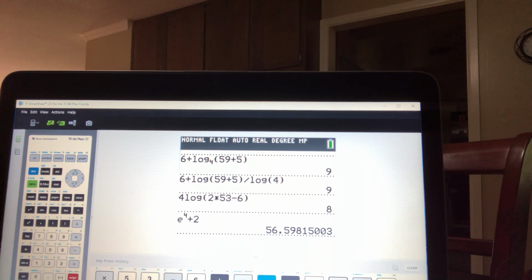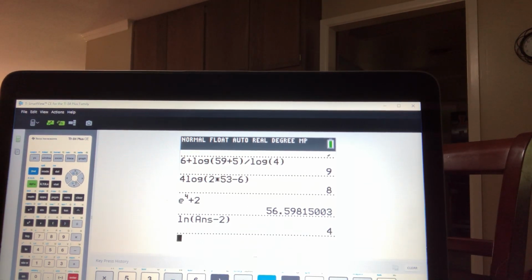Okay, so checking that one, this will be easy to check too. The natural log button is right beside the 4. Just press ln and put in the answer. That's with the subtraction symbol, the negative symbol. The answer -2. And you should get the original number 4. So that is correct, 56.598.